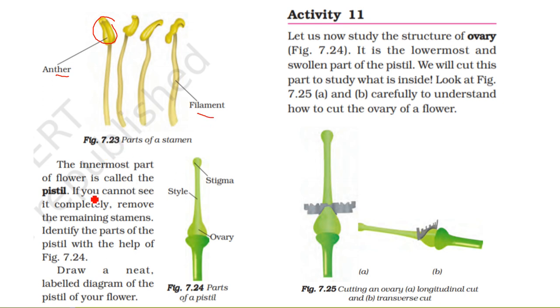Yes, now it's the pistil, a very important structure because it has the female gamete in it, that is the egg. The innermost part of the flower is called pistil. If you cannot see it completely, remove the remaining stamens. Means we can remove stamens to observe the pistil carefully.